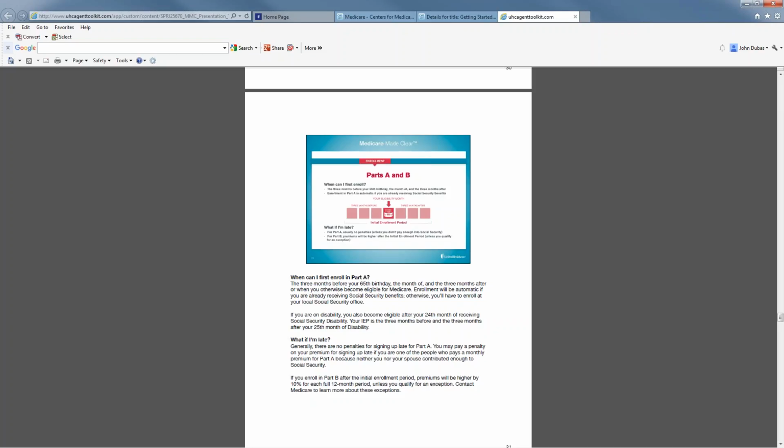If you are on disability, you also become eligible after your 24th month of receiving Social Security disability. Your IEP is the first 3 months before and the 3 months after the 25th month of your disability.